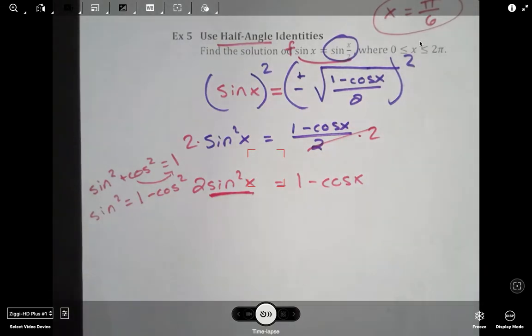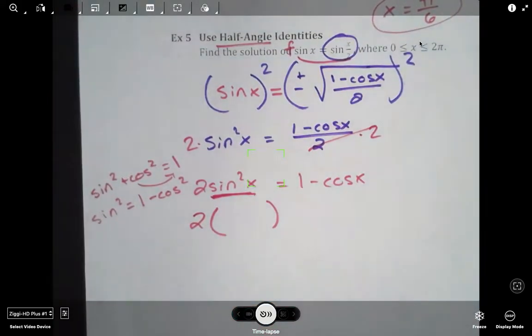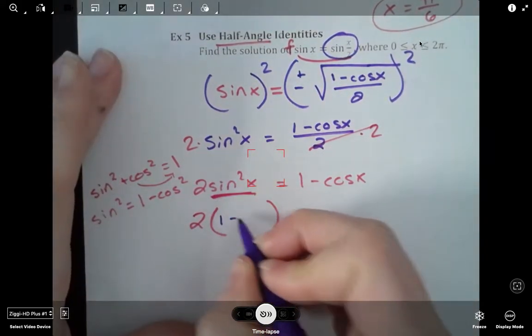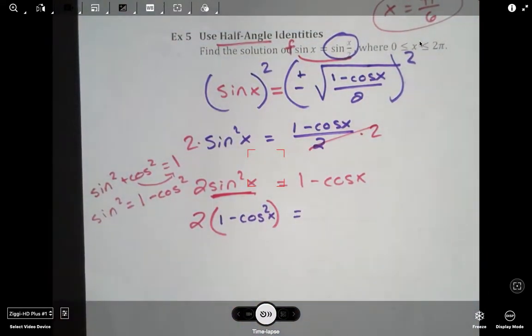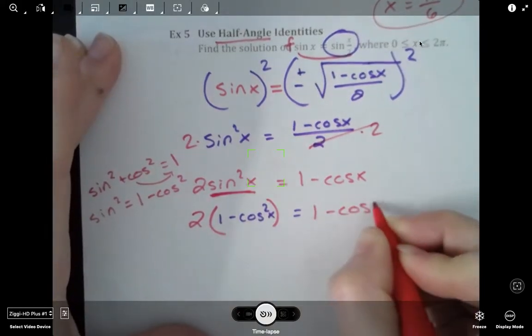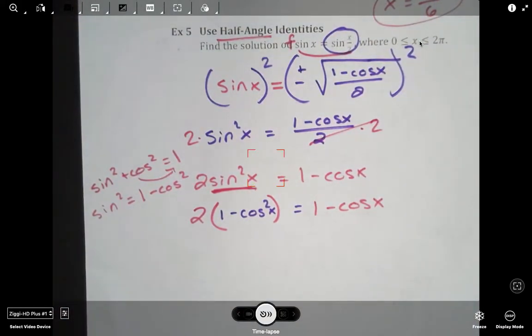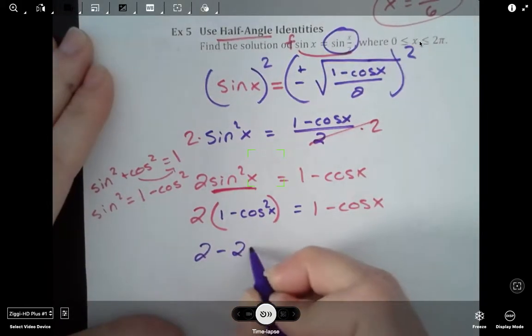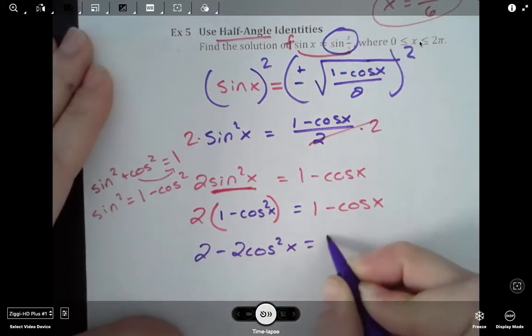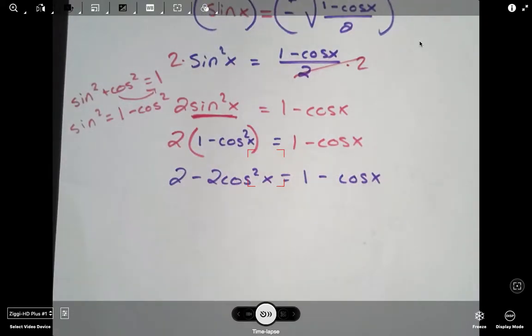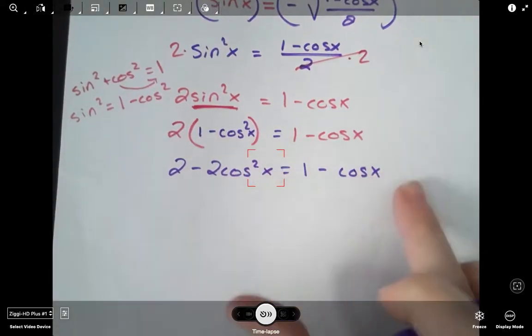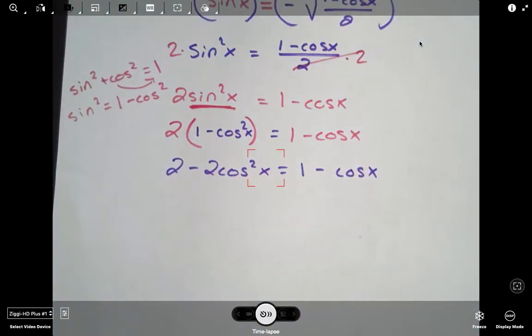Okay? So, 2 times 1 minus cosine squared x equals 1 minus cosine x. Okay, and then what? You probably have to distribute your 2. So 2 minus 2 cosine squared x equals 1 minus cosine x. Okay, get it all on one side, because we're going to factor, right? We've got a square, an x, and just the numbers. Which side do you want to move it to?